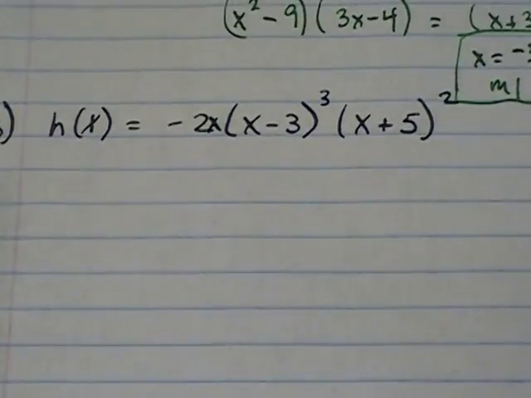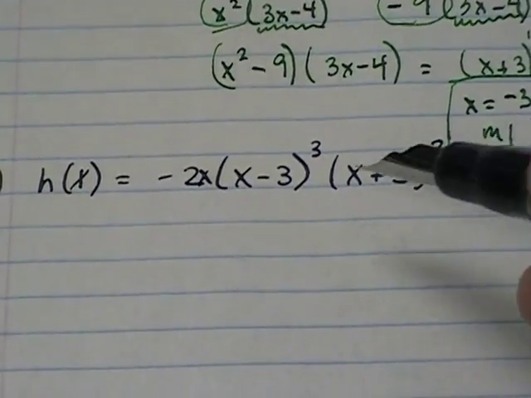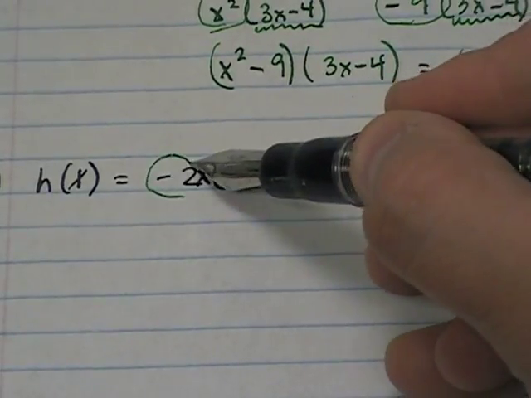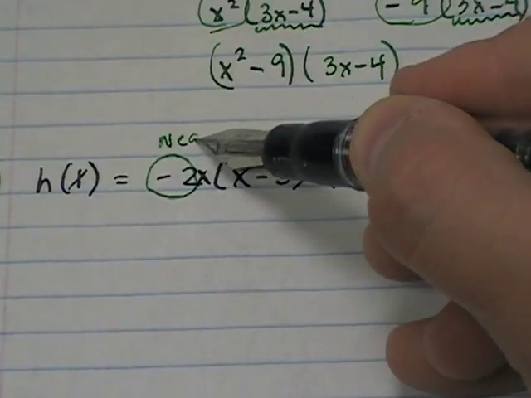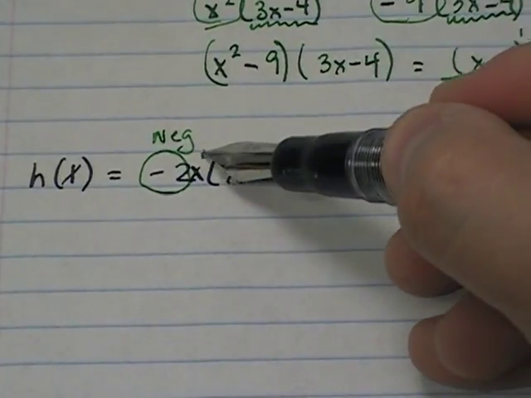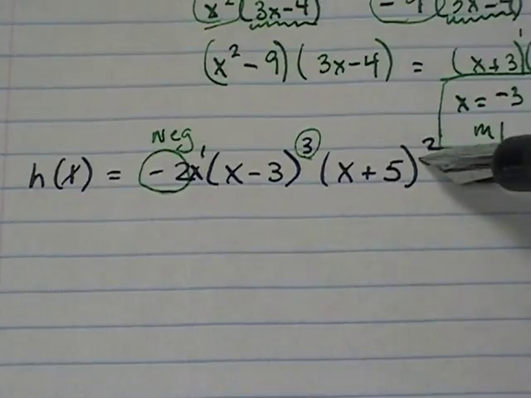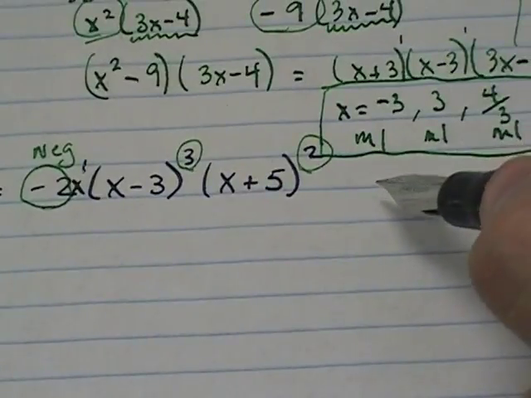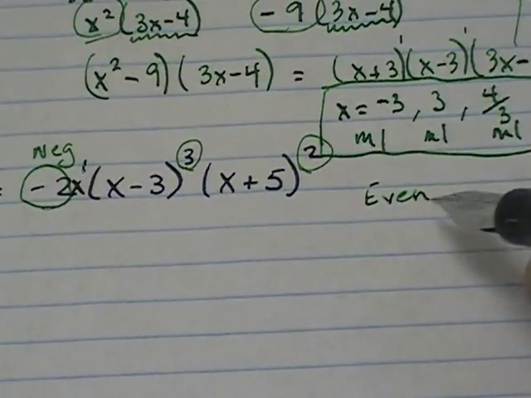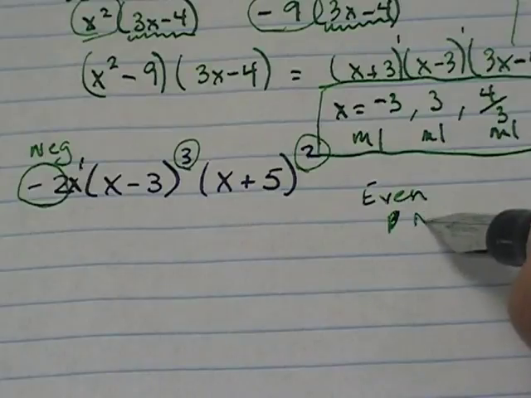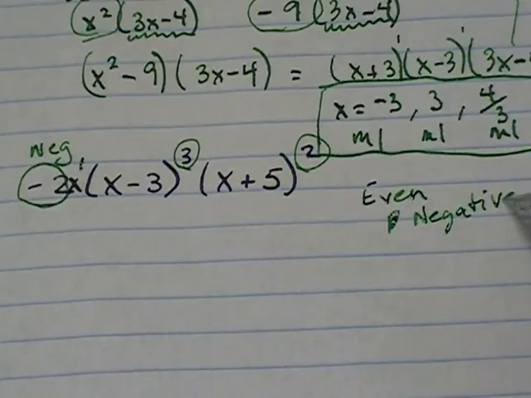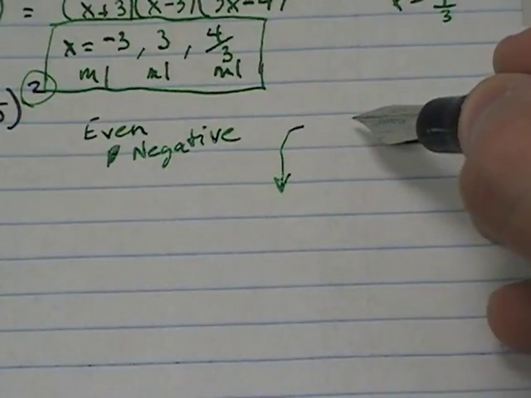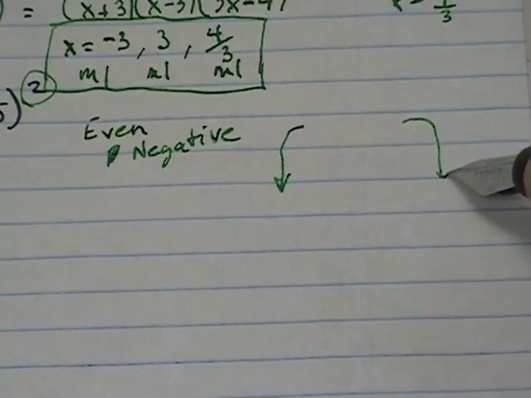Now, last and certainly not least is the third equation on my paper here. H of x equals -2x. Now, something different I noticed here. This is already factored for me. And I look, the leading term is negative. And the power of this is 1 plus 3 plus 2. Well, 1 plus 3 plus 2 totals 6. So it is even and negative. Okay, even and negative.